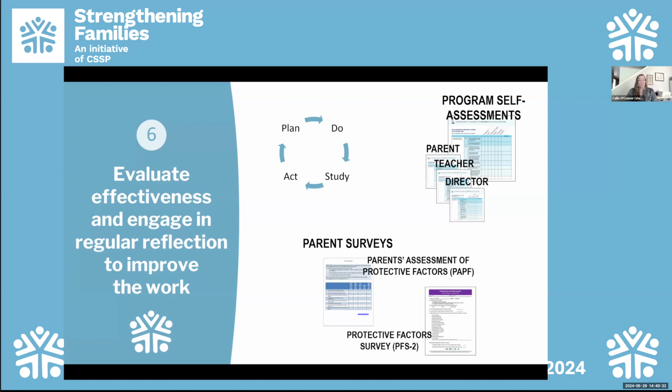And then more generally, just having a quality improvement approach to your work. The plan, do, study, act cycle is there on the screen. Whatever that looks like, whether it's formal or informal, taking the time to reflect on what have we done, what's actually changed as a result of it, how well are we doing what we set out to do, and what can we do better.